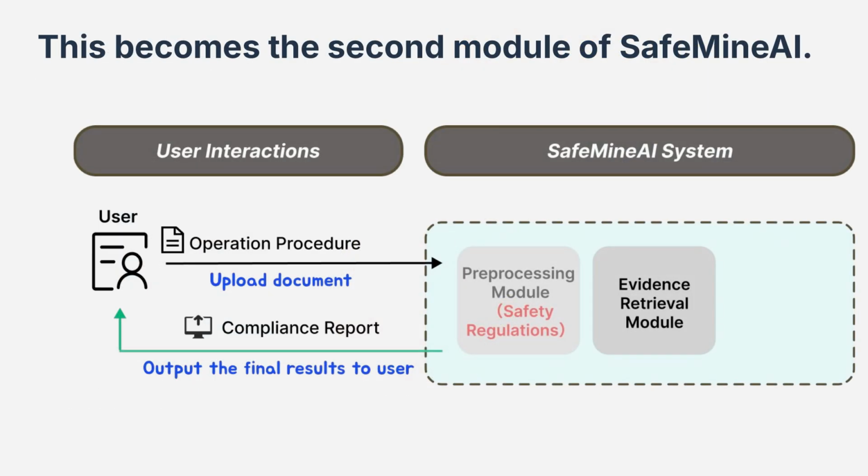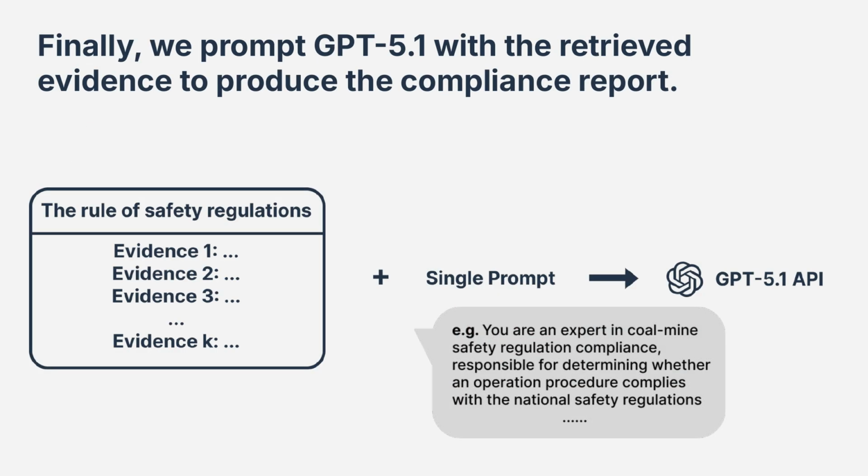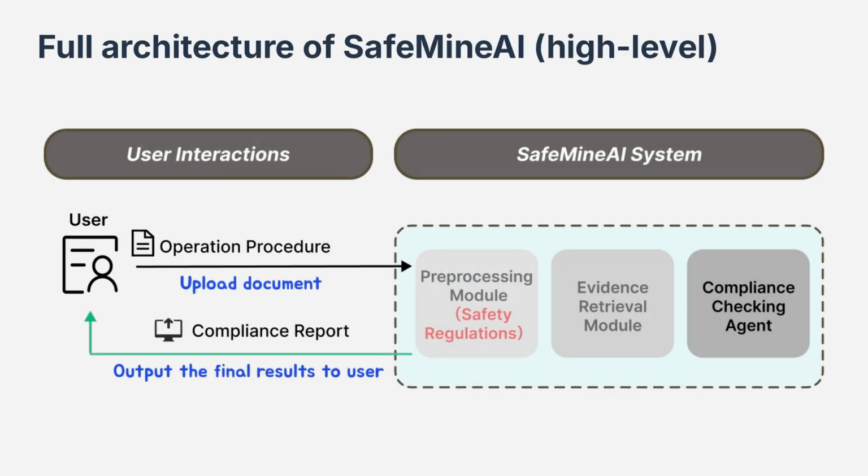Then, since we have the top-K evidence chunks, we can let GPT reason about compliance. Finally, we put the top-K evidence chunks into a single prompt with GPT, and the agent produces the final compliance checking result and outputs it to the users, which is the full architecture of our SafeMine AI.